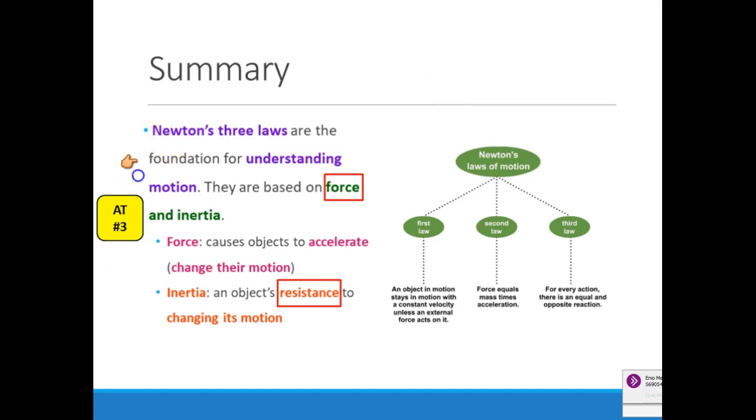Awesome. Okay, so Newton's three laws, these are the foundation for understanding motion. They're based on force and inertia. Remember, force is what causes objects to accelerate or change their motion, and inertia is the opposite. Inertia is an object's resistance to changing its motion. So how these two things interact, like a push and a pull or a yin and a yang, the way that they are interacting with each other creates motion.